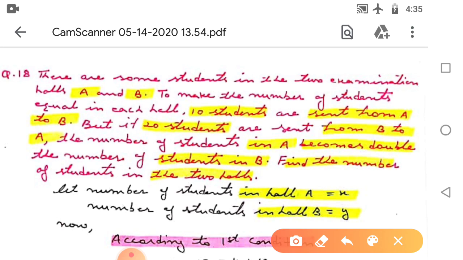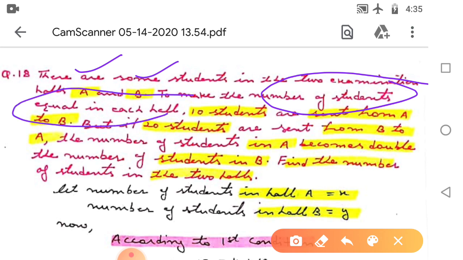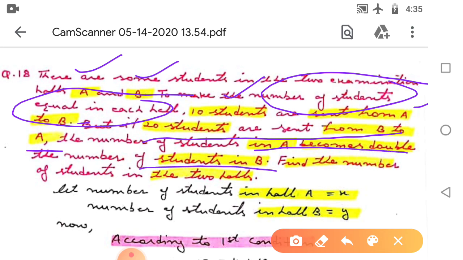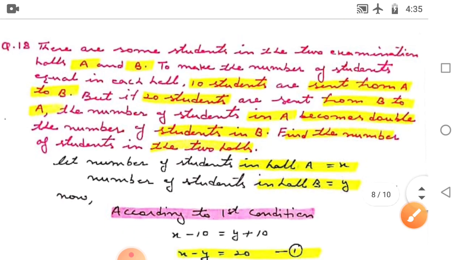Clear? Again, there are some students in the two examination halls A and B. To make the number of students equal in each hall, 10 students are sent from A to B. Clear? Now, but if 20 students are sent from B to A, the number of students in A becomes double the number of students in B. Find the number of students in the two halls. Clear? So let us start.